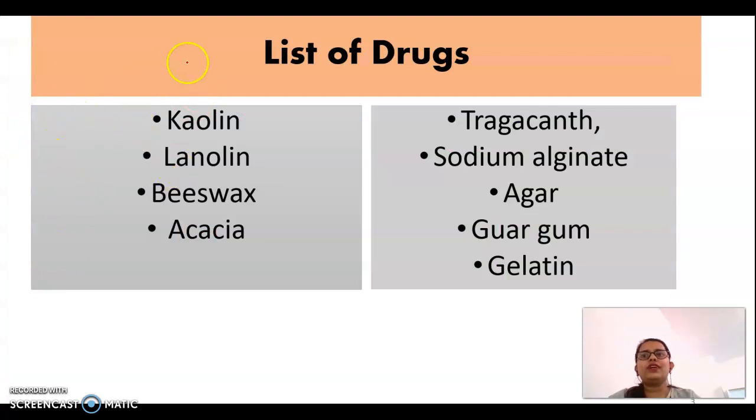Now list of drugs, in this unit you have the total 8 to 9 drugs. Here you can see that is kaolin, lanolin, beeswax, acacia, tragacanth, sodium alginate, agar, guar gum, gelatin. Okay, so we will see one by one all drugs.